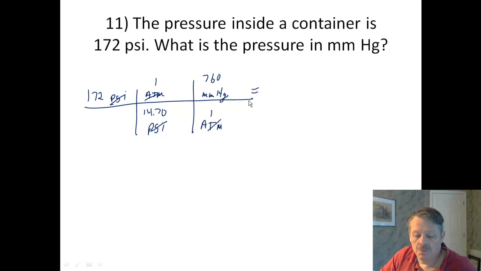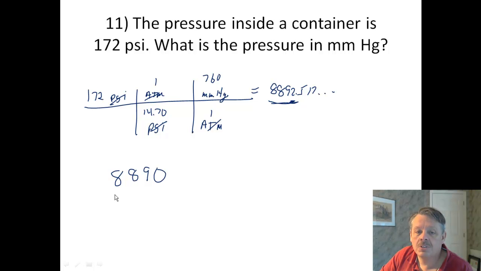When I do the math here, I come up with 8892.517. But I can only have 3 sig figs, so that's going to be 8890. Remember, there has to be a 0 there, right? This is 8,800, so this still has to be 8,800. So this is my answer, and this is in millimeters of mercury.